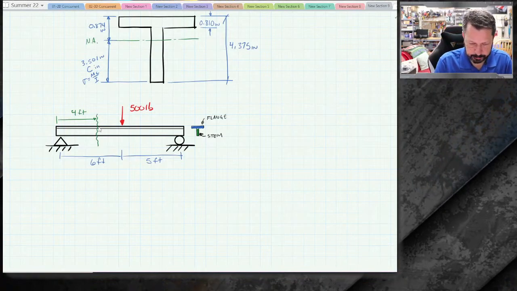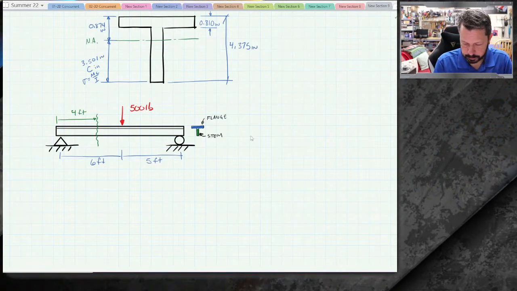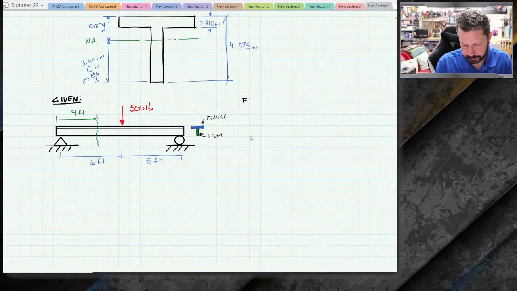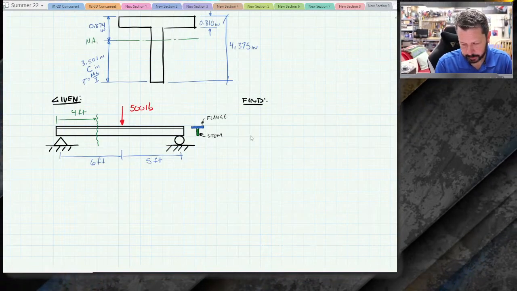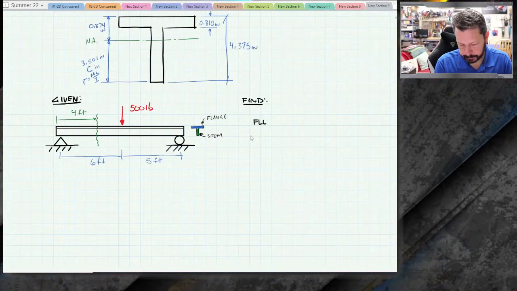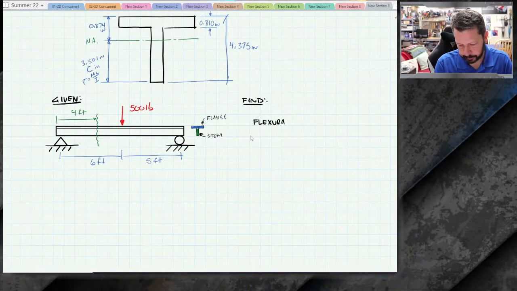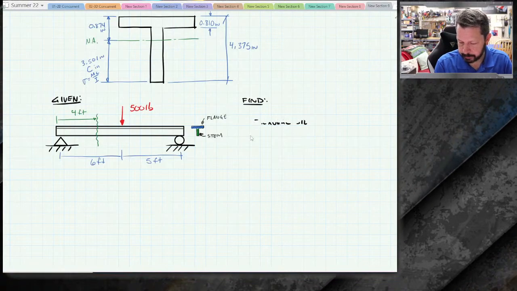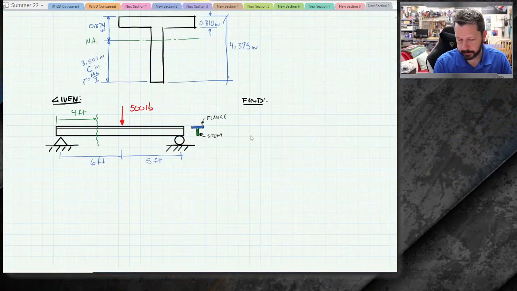So we can write that down. So we're given this. Find flexural stress. Let's do maximum. Let's actually specify maximum flexural stress.